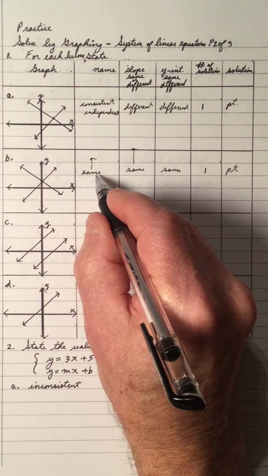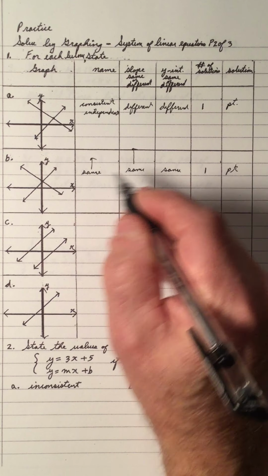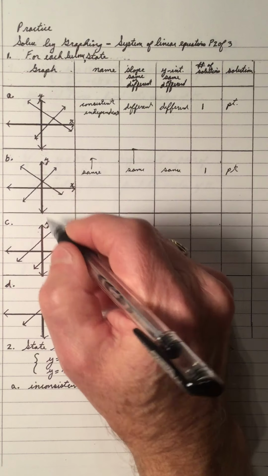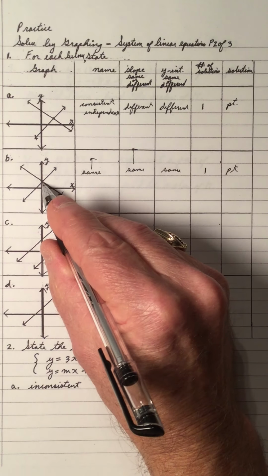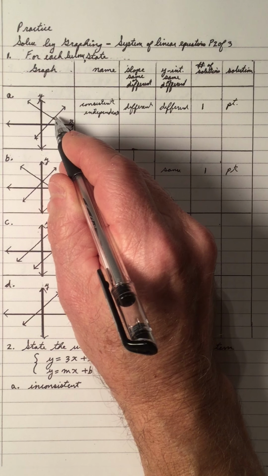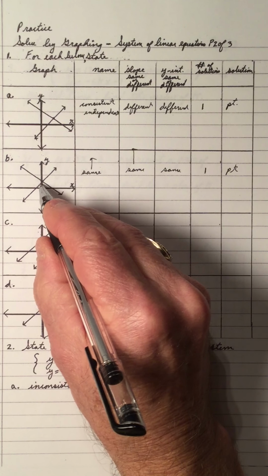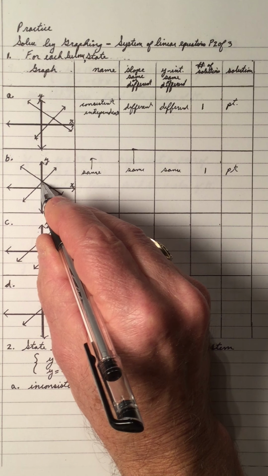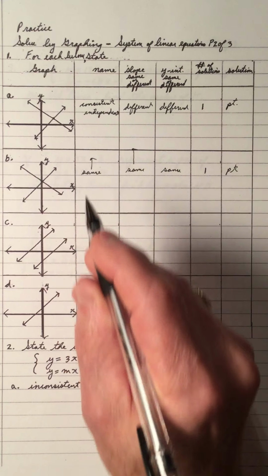So consistent independent is the name of the system, and the slopes are different because they're not parallel lines, they're not the same line. But the y-intercept of this one is the same. So you can have two lines with different slopes having different y-intercepts or the same y-intercept. In other words, this is the solution to the system right here. But the solution is the y-intercept.